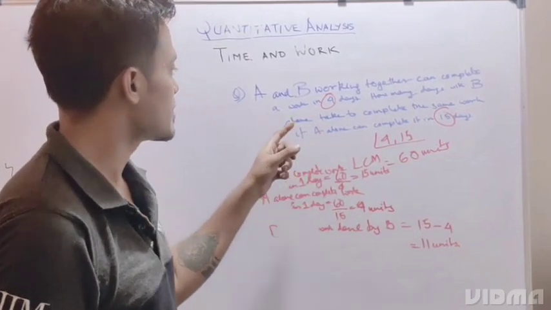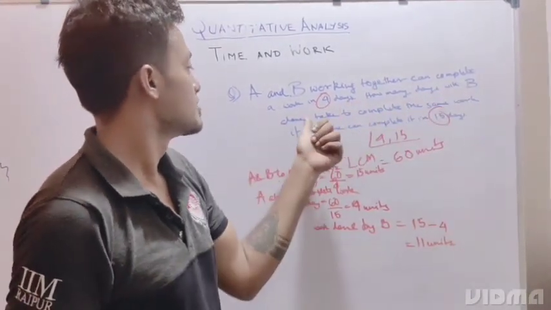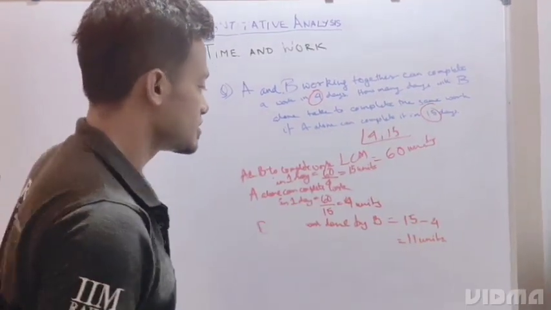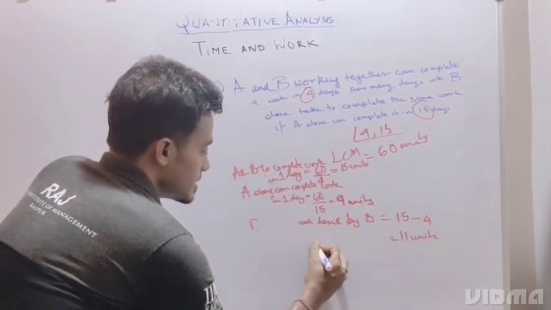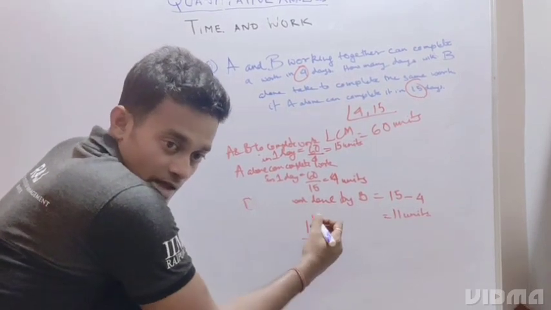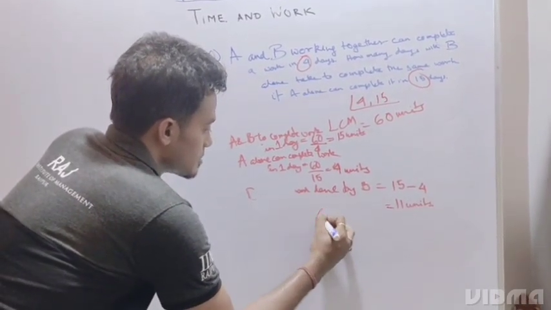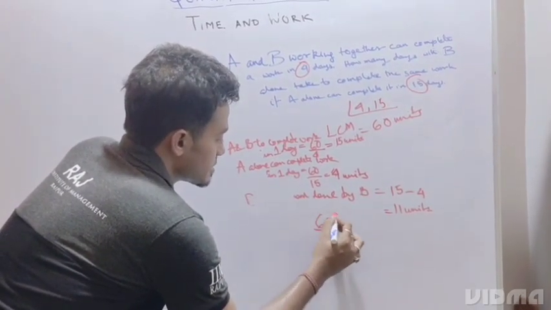So we need to figure out how many days B alone will take to complete the same work. 11 units of work is to be completed. 60 is the total work. 60 divided by 11, and that is the answer.